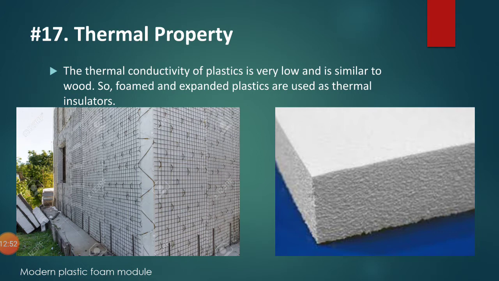Thermal property. This is another property for which plastic is mainly known, which provides coolness inside your building when it's hot outside by keeping warmth outside and coolness inside, and vice versa. The thermal conductivity of plastics is very low and is similar to wood, so foamed and expanded plastics are used as thermal insulators. As shown in the picture below, we can see a house being built of Convitec, which is a very good thermal insulating material.